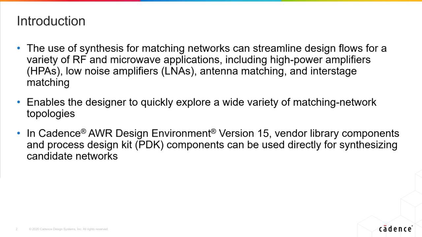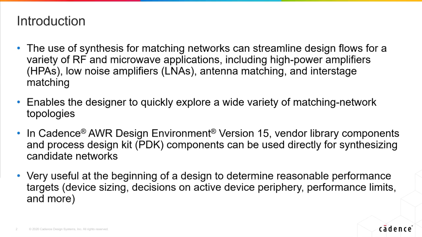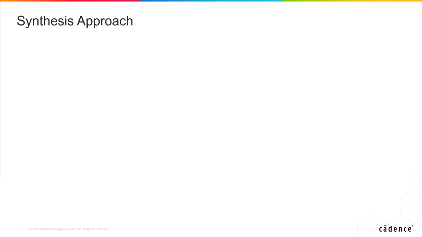As mentioned, in version 15 now you can use vendor library components directly in the synthesis, as well as process design kit, PDK components. So instead of synthesizing with ideal components and then replacing them with the actual models post-synthesis, you can do direct synthesis with the models themselves, saving more time. And we do believe this is useful at the beginning of the design to determine or quantify what are the realistic performance limits or performance targets that you can approach.